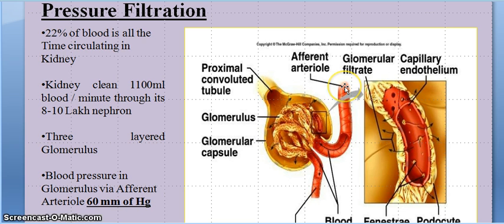When the blood enters into the glomerulus through the efferent arteriole, then here the filtration occurs, and the filtrate which moves into the Bowman capsule is known as the glomerular filtrate.